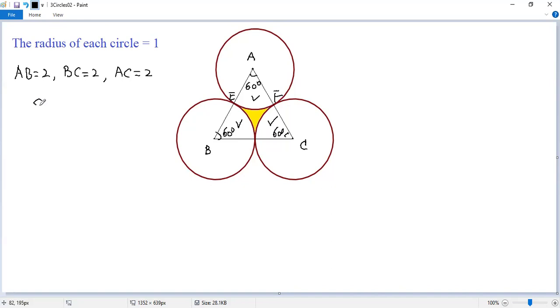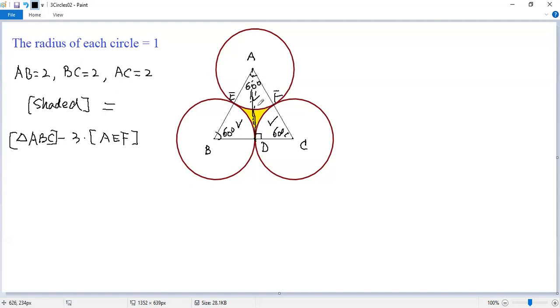So I denote that as the area of the shaded region, denoted as this one, equals the area of triangle ABC minus 3 times the area of the sector AEF. Let's figure out the area of the triangle ABC first. We denote the tangent point here as D, and then connect A and D.